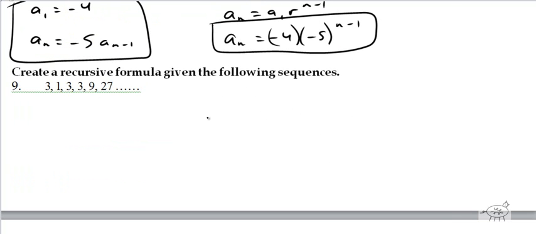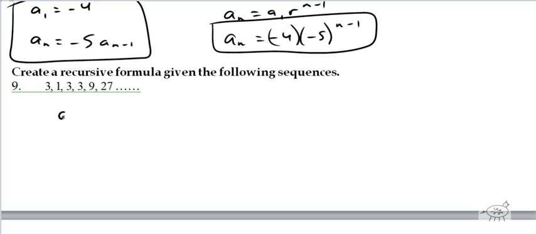Create a recursive formula for the given sequence. This is when you have to recognize it's 3, 1, 3, 3, 9, 27. So certainly not adding something or multiplying something by the previous term. So you want to look at two terms. And sure enough, if I multiply 3 times 1, I get 3. And then if I look at the second and third term, 1 times 3, I get 3. 3 times 3, I get 9. 3 times 9, I get 27. So really what you're doing is you're multiplying the two terms before it to get to the next term.